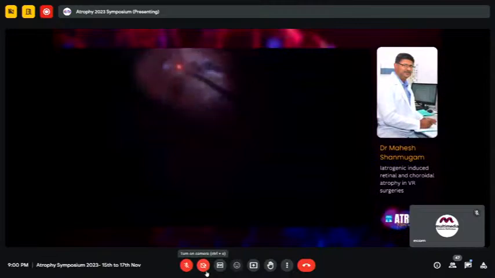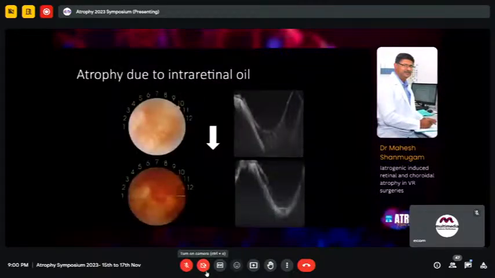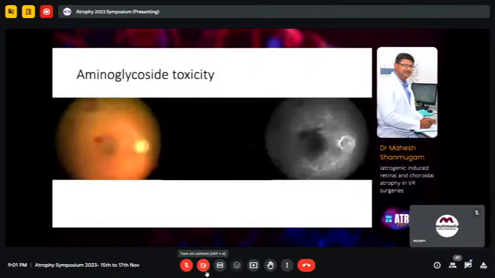This is the OCT image. In the post-operative period, we can see that we have managed to reattach the retina and collapse the schisis. Because of the long-standing intraretinal emulsified oil, there is some amount of retinal atrophy, and the patient's vision did improve after this surgery. The other major reason for loss of vision and retinal and RPE atrophy is drug toxicity.